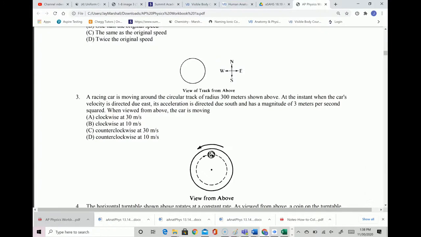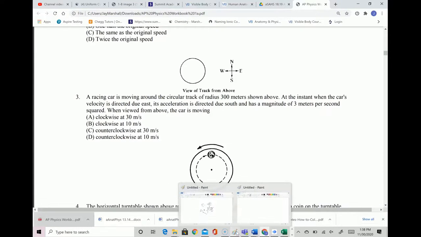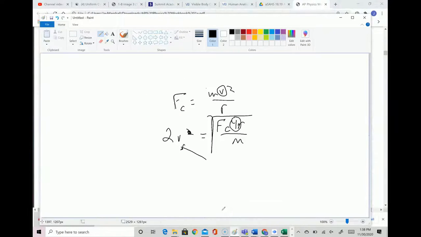Okay, so that's the other question, right? If the acceleration is directed due south, it has to be directed towards the center of the circle, right? So, okay, you guys seem to have a fairly good intuition for this. Is it going to be 30 meters per second or 10 meters per second? And how am I going to figure that out?